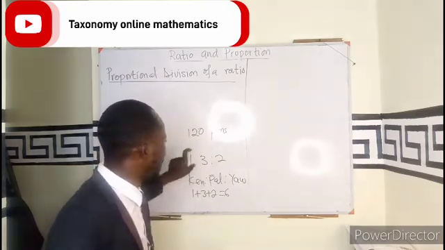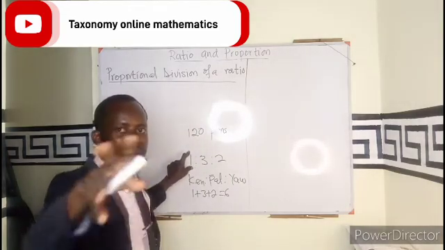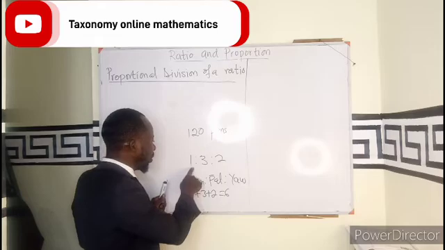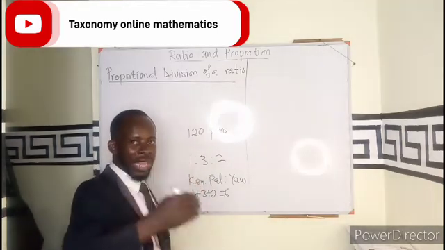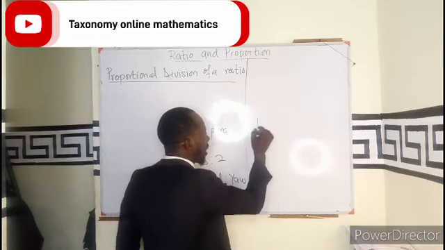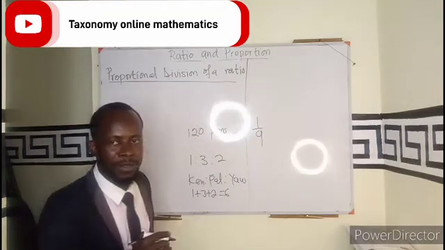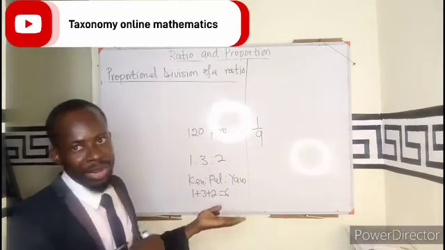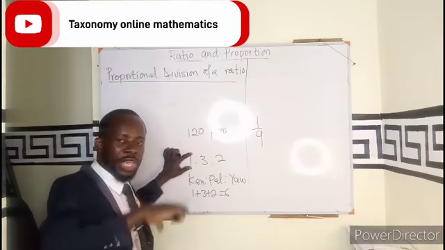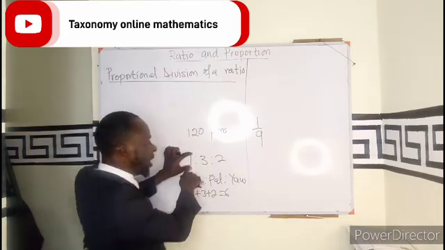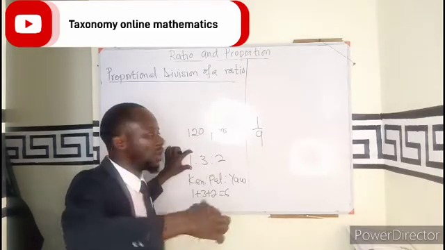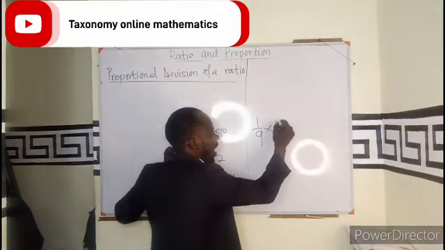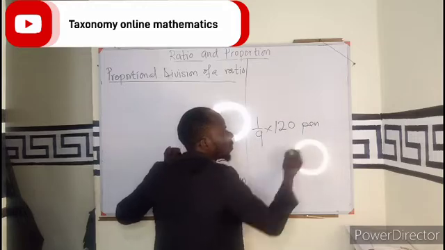We find the fraction of each of the ratios. So if I am going to look at the first ratio, the fraction of that to the total ratio will be 1 out of 9. Fraction is numerator over denominator. So the fraction of the total is multiplied by what I am asked to share.